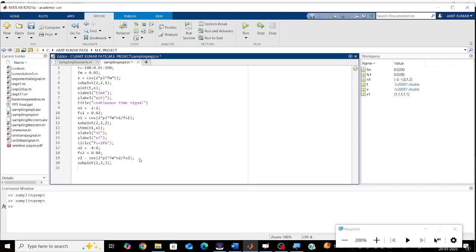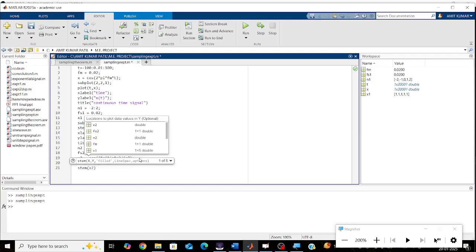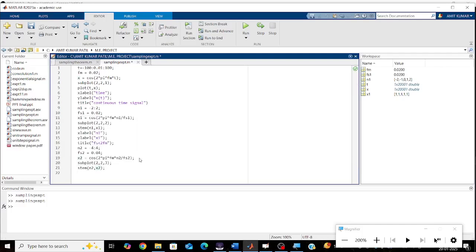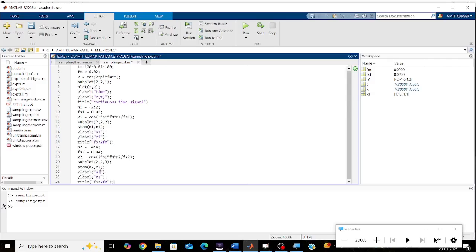And then for plotting the graph of this signal, stem, horizontal axis versus vertical axis. Horizontal is n2 comma vertical axis is x2. And then again xlabel, ylabel, title. So again these three lines will come. Now here xlabel will be n2, ylabel will be x2, and title: fs is equal to twice the maximum frequency. Now I will run this part of the graph.